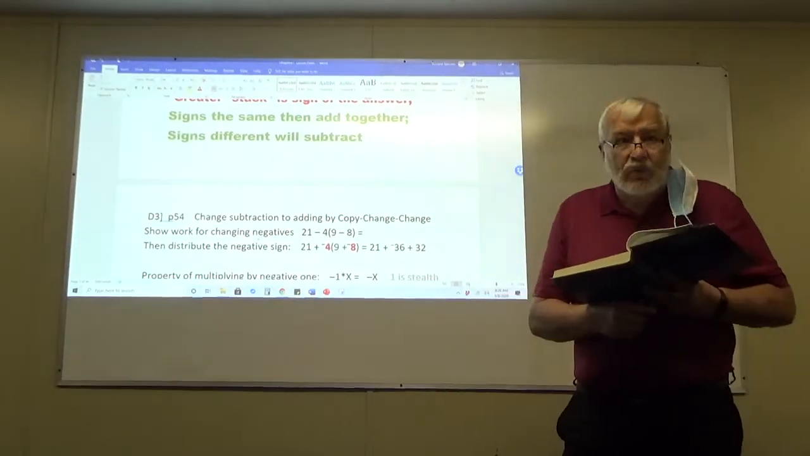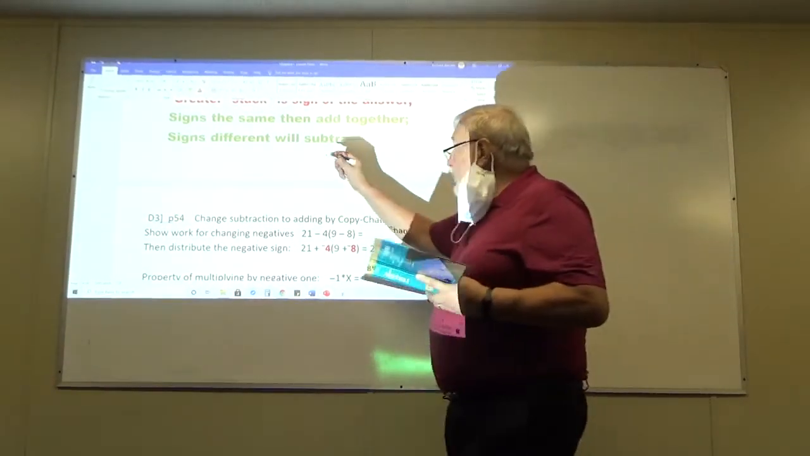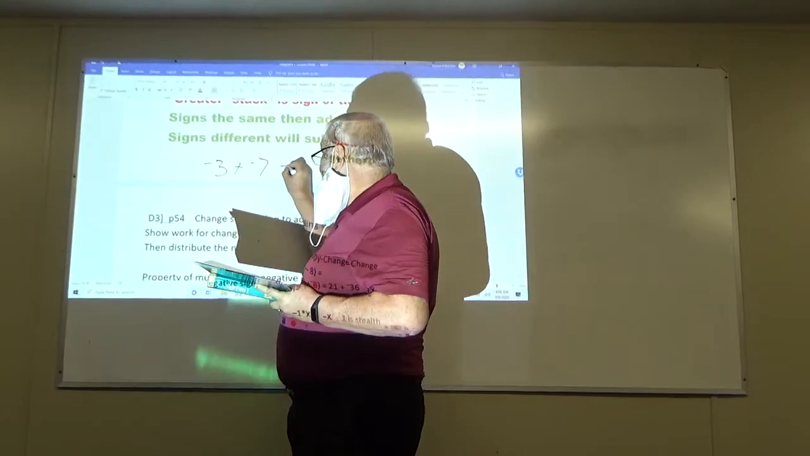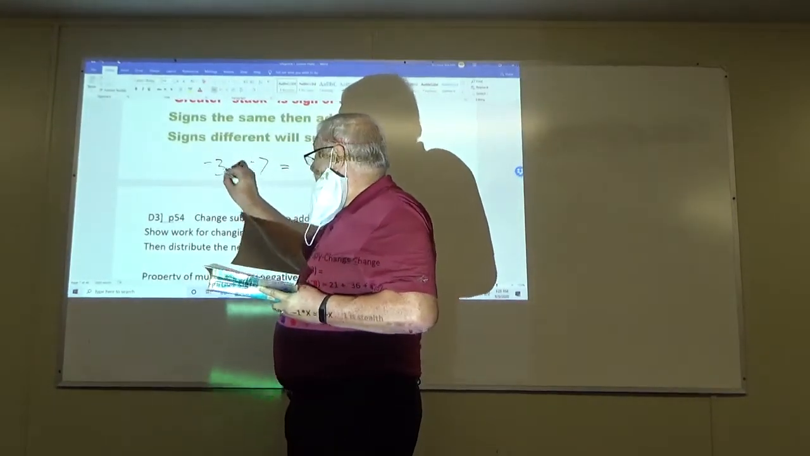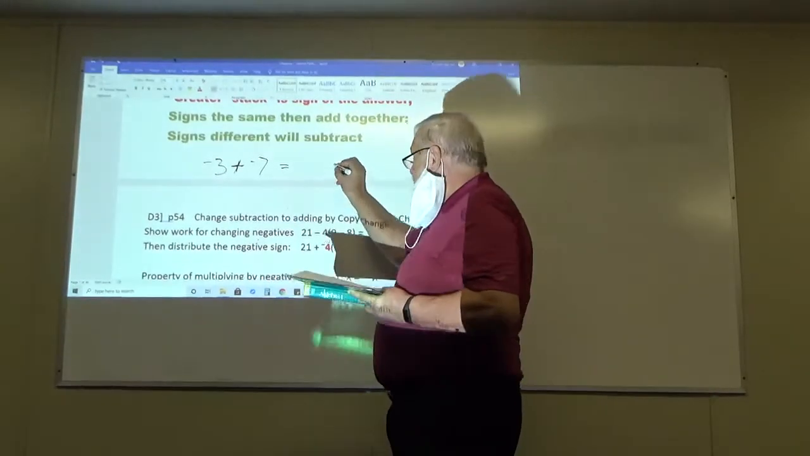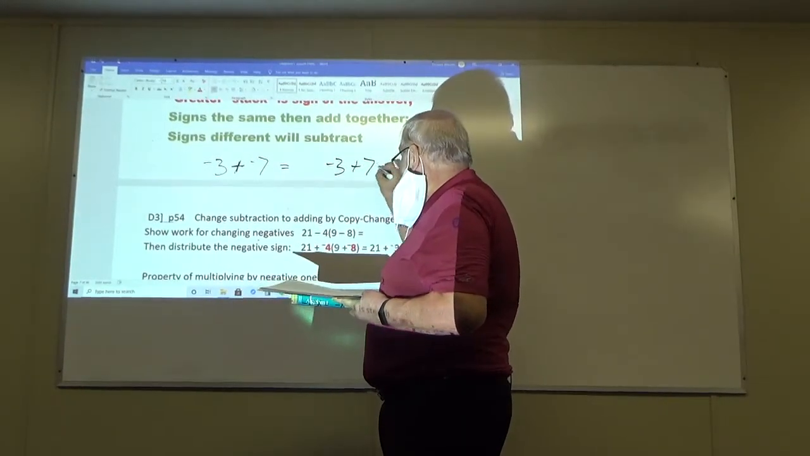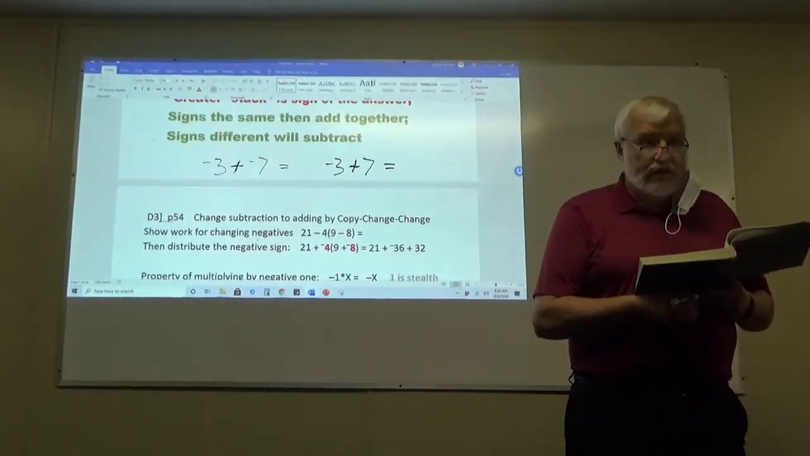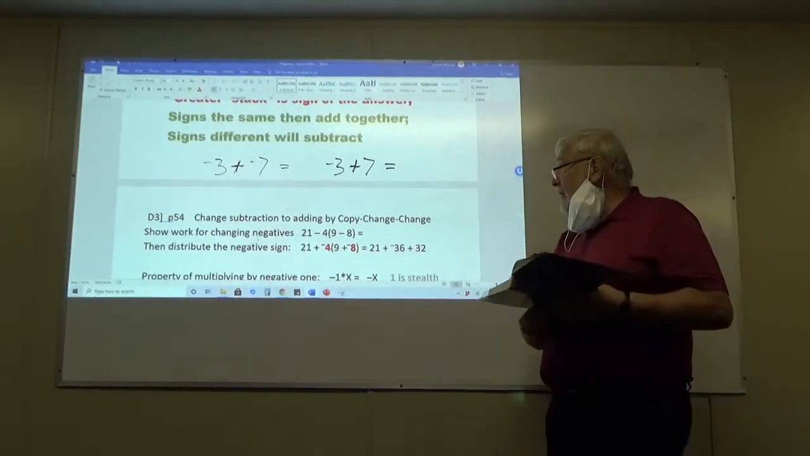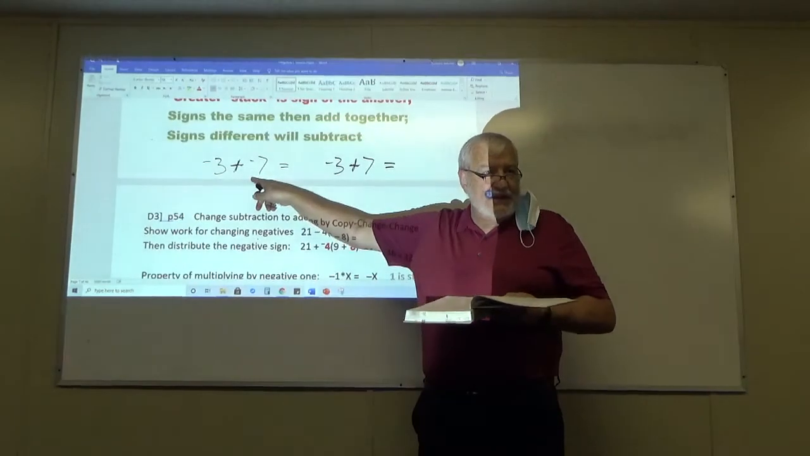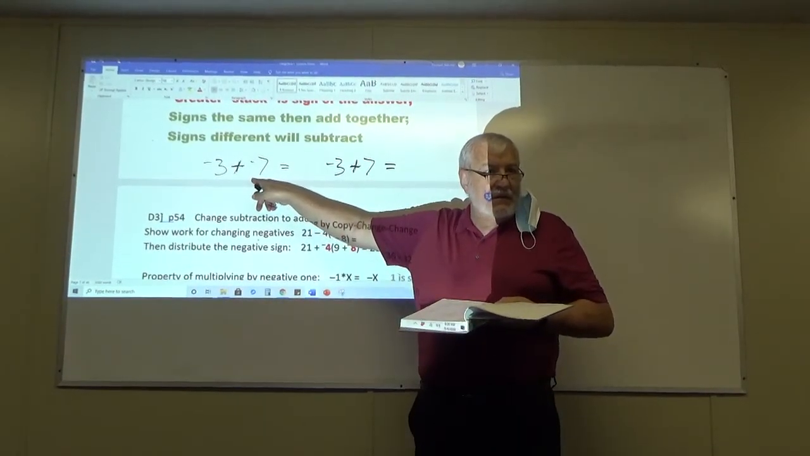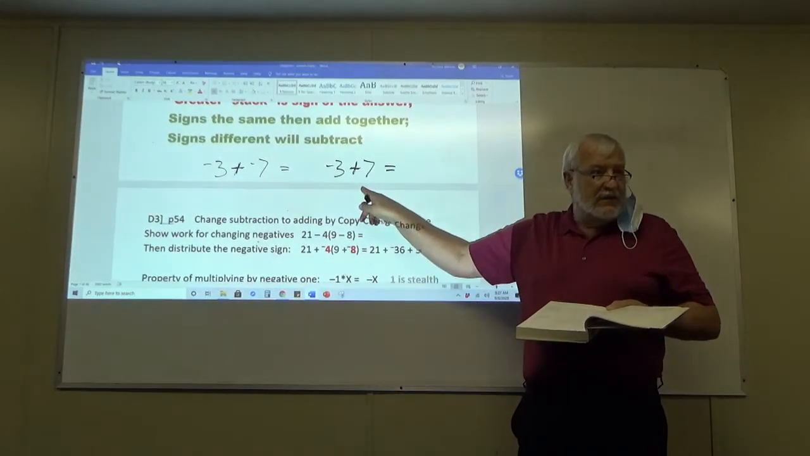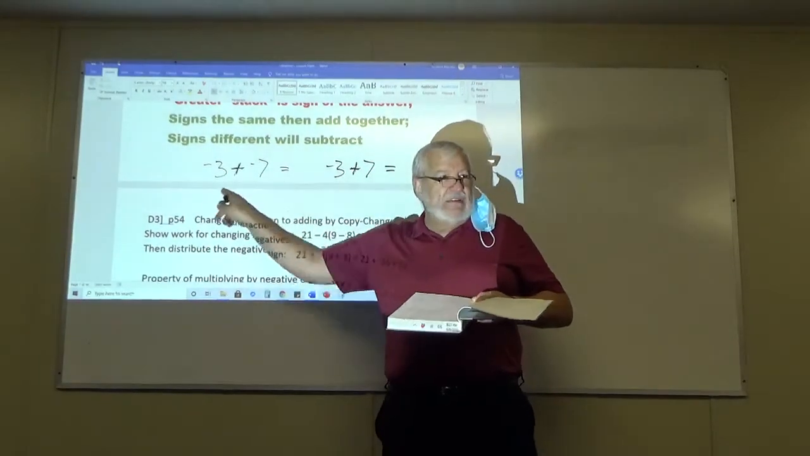Now, the operation, though, is adding. So what this is saying is if I have -3 plus -7, this is an addition problem, and the signs are the same. If I have -3 plus 7, this is an addition problem, but the signs are different. That's what I'm talking about, okay? Now, if we look at this, the sign of this answer is negative, because the 7 is negative. What's the sign of this answer? Positive, okay?